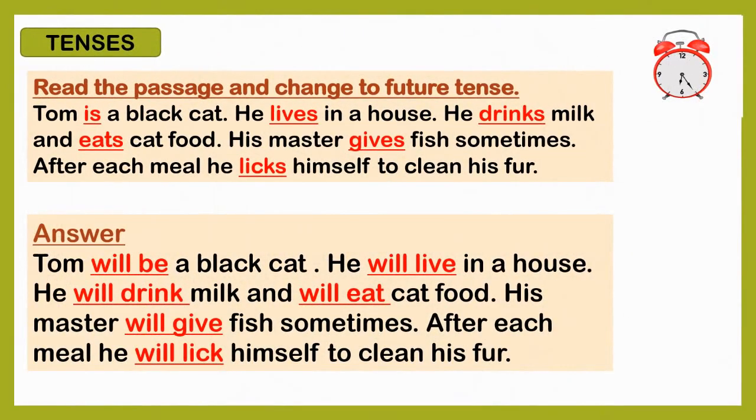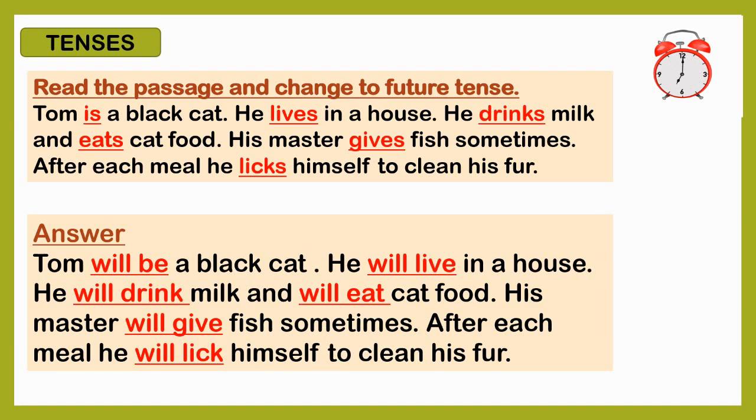Children, now read the passage again and change to future tense. Tom is a black cat. He lives in a house. He drinks milk and eats cat food. His master gives fish sometimes. After each meal, he licks himself to clean his fur.